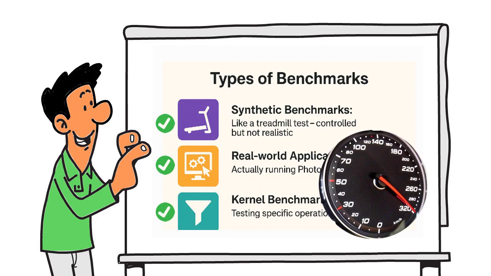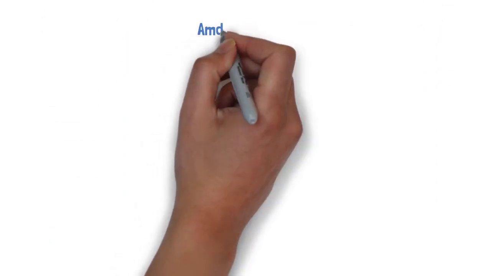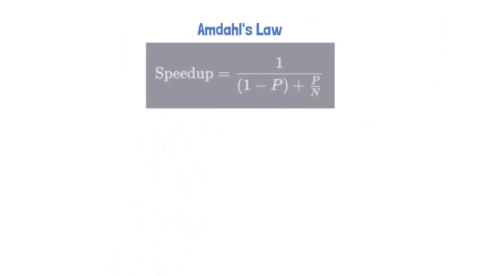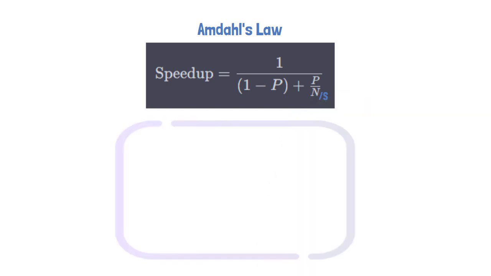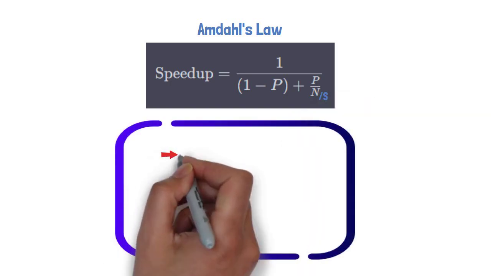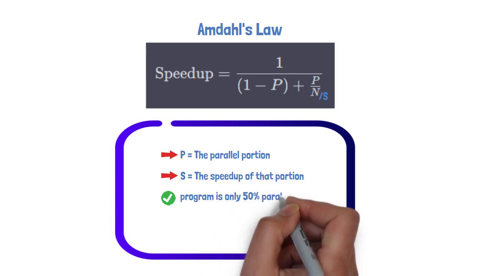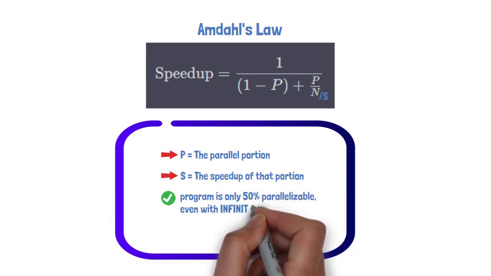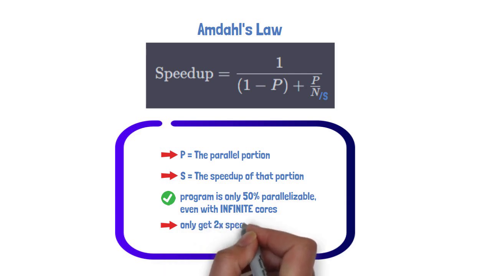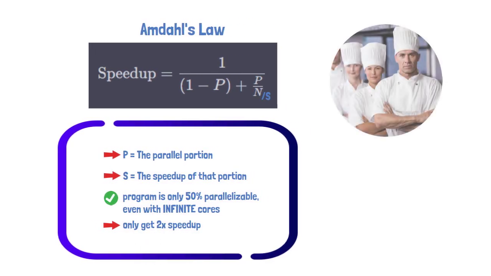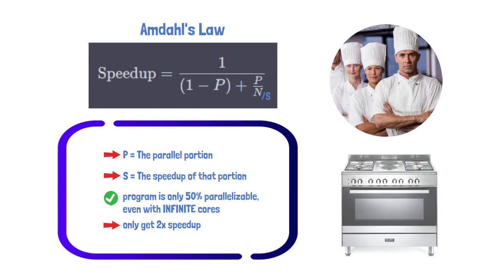Here's the law that crushes dreams and saves companies millions. Amdahl's law. Speedup equals 1 over (1 minus p) plus p divided by s, where p is the parallel portion and s is the speedup of that portion. In human terms, if your program is only 50% parallelizable, even with infinite cores, you can only get a 2 times speedup. It's like having 100 chefs, but only one stove. At some point, more chefs don't help.